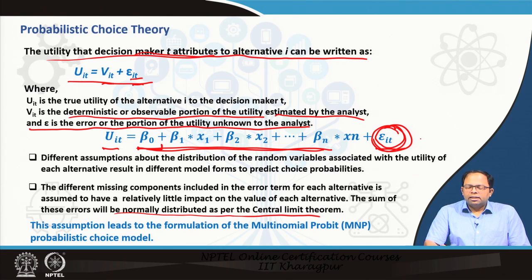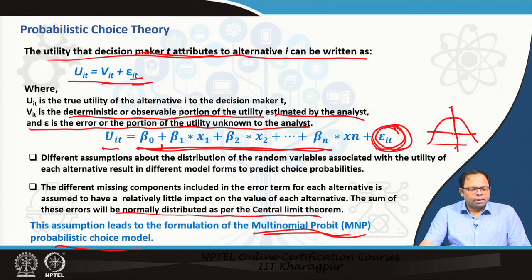Because these have small impacts on the utility, we can say that these errors will be normally distributed. As we know, the normal distribution is like this: this is the mean, and then there is a deviation from that. As per the central limit theorem, these errors will be normally distributed, and this assumption leads to the formulation of the multinomial probit model or probabilistic choice model. So, this is the functional form of the choice model that we will be adopting.